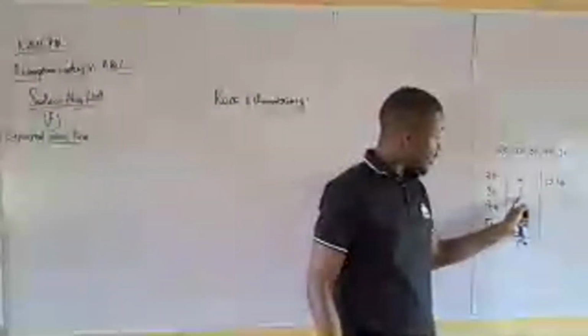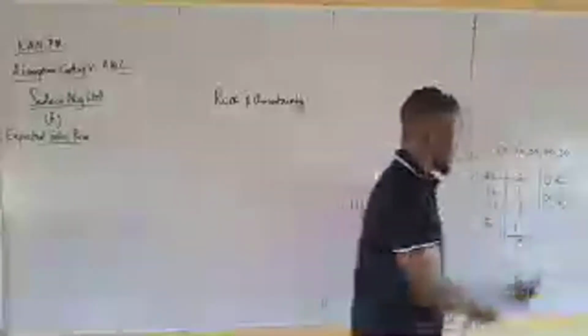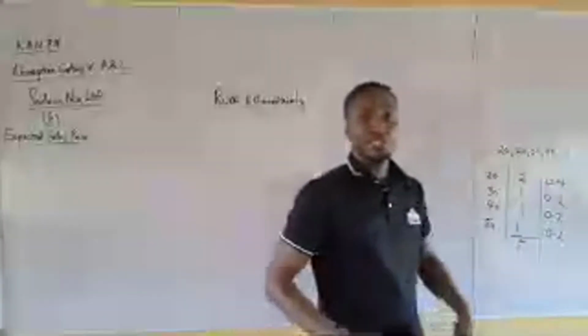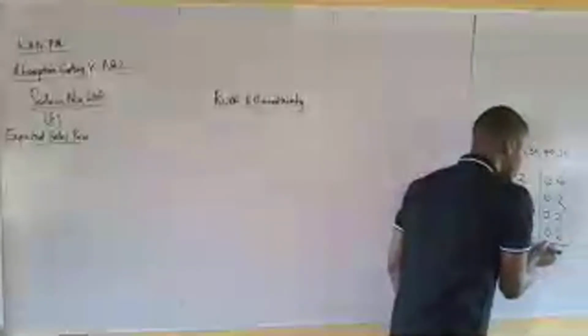Likelihood of this occurrence is 1 over what? Which is 0.2. Likelihood of occurrence is 0.2, 0.4. So obviously, when you sum probabilities, they must always give you 1. If you add all of this, it will give you 1.